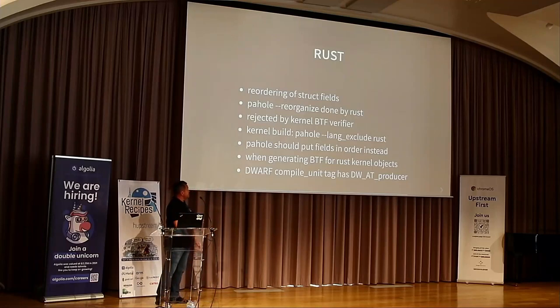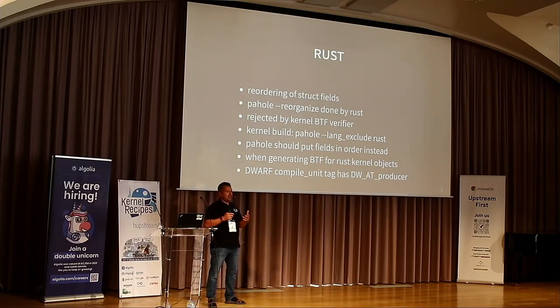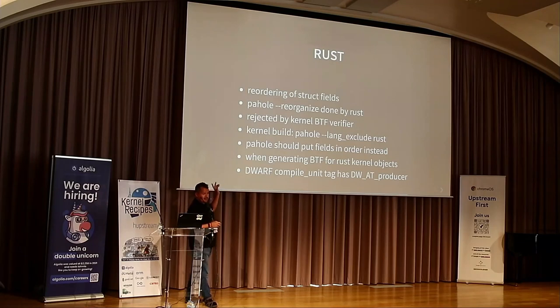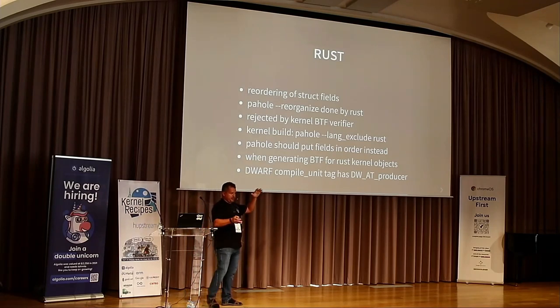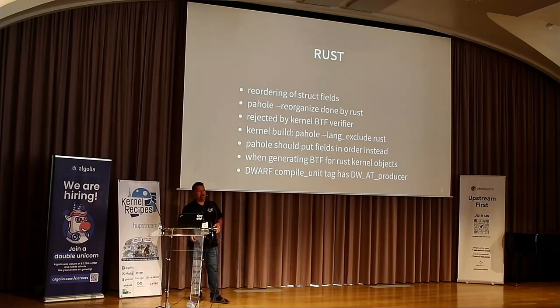One other thing is about Rust. People are working to have parts of the kernel built in Rust, and Rust has different types of DWARF information, and it does some interesting things, like this reorganize that I mentioned at the beginning to make the structure smaller. Rust does it by default. If you don't say anything, it will move fields around for data structures. If you don't want it to do that, you have to give some attributes to the data structures so that it doesn't.